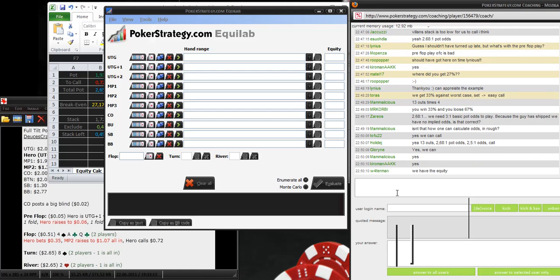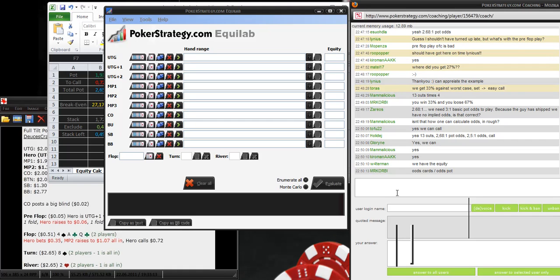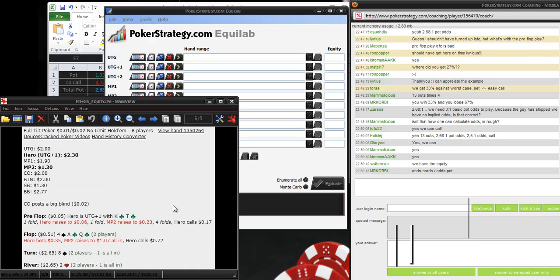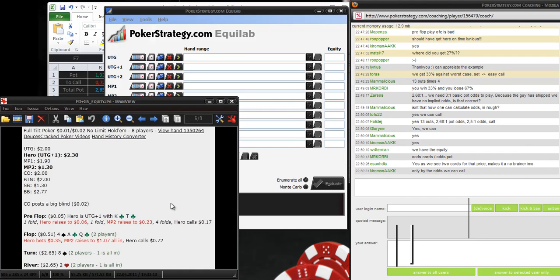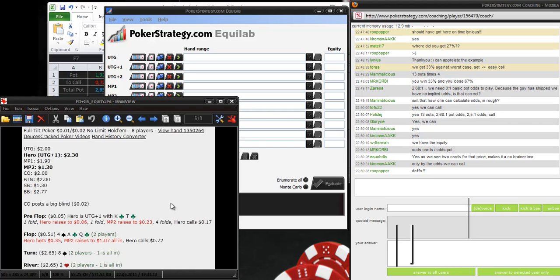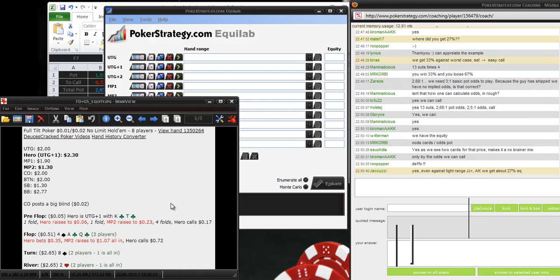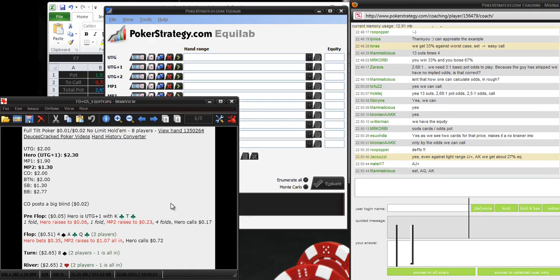And why is that? What kind of range do you think that MP2 has there? Let's see the hand, how it's played. MP2, it's very likely having a strong hand. But what kind of hand? Let's take into account that his 3-bet range is oftentimes very strong. Ace Jack plus.